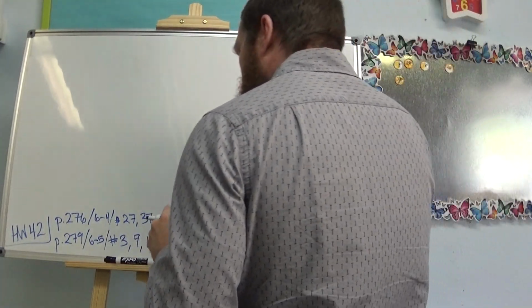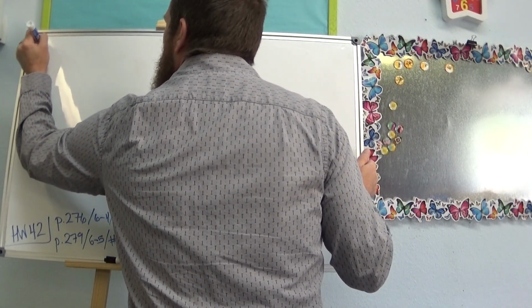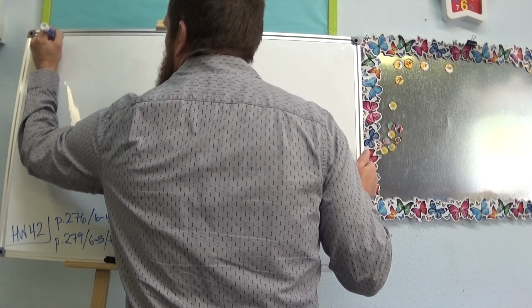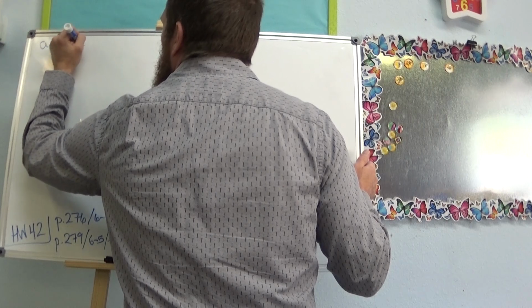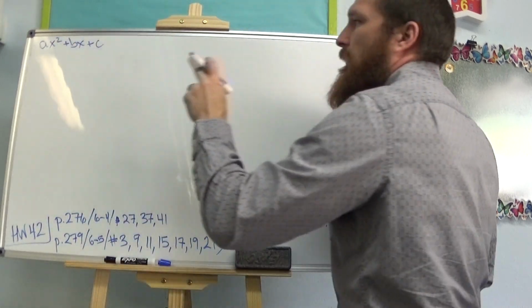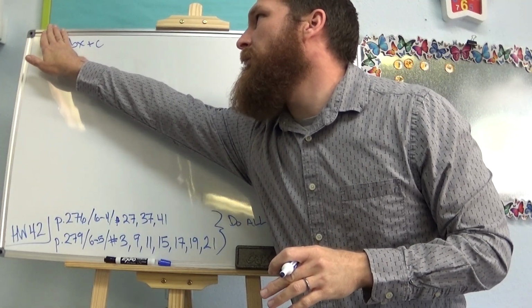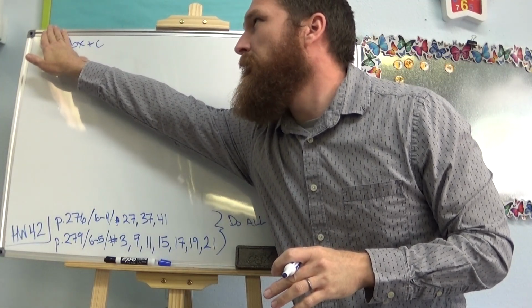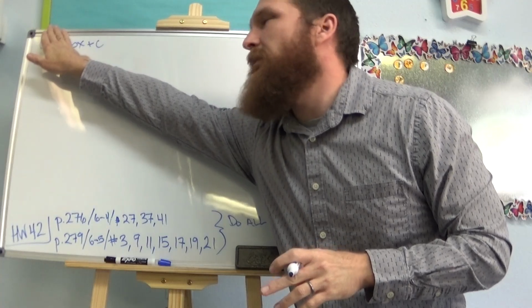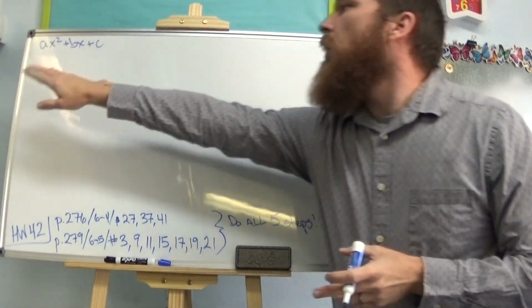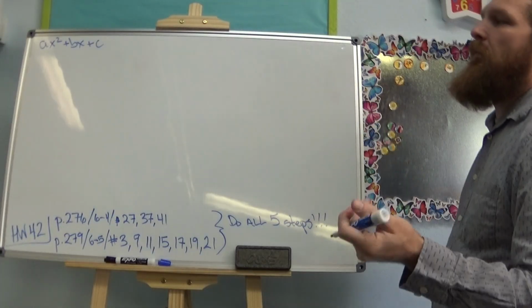That's annoying. Okay, we have some a which is non-zero. That's key here, because if it were 0, then this wouldn't be a quadratic polynomial. It would just be a line. bx plus c is the same as mx plus b. So a has to be non-zero for any of this to matter.